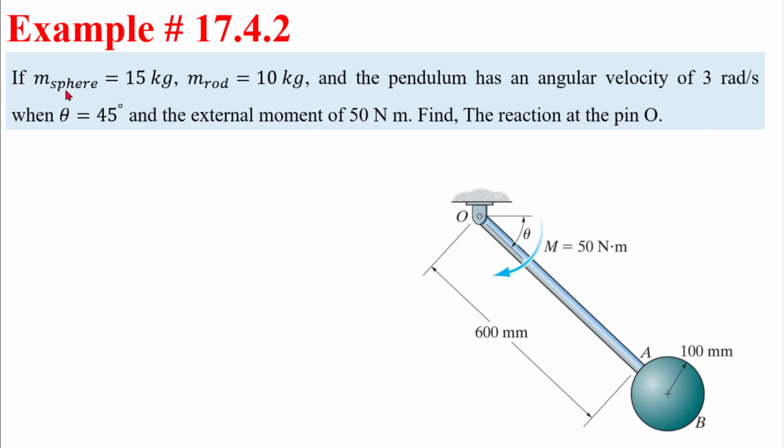Okay, so if we have a sphere, the mass of the sphere, so here we have a system and this system consists of two rigid bodies. This is our first rigid body and here we have another rigid body.